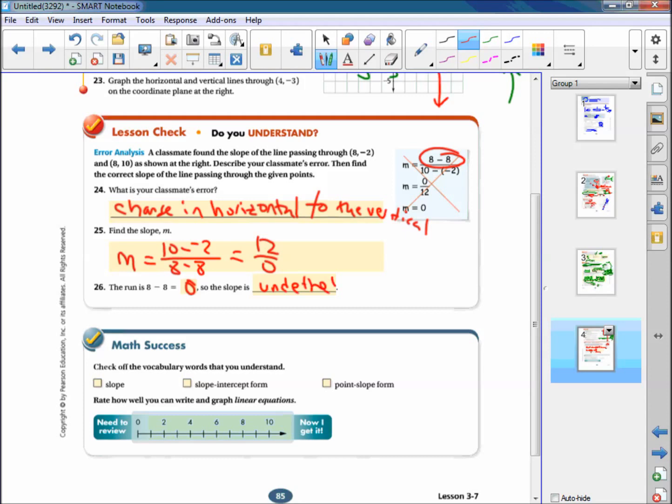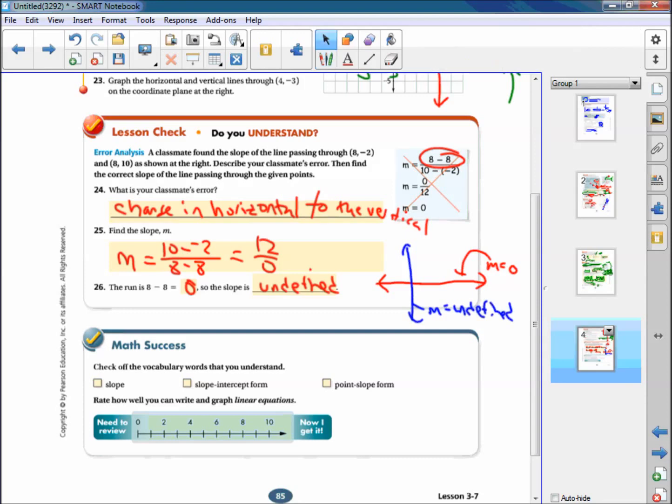So remember, vertical lines have an undefined slope, and horizontal lines have a slope of 0. So slope is supposed to be the steepness of the line. So this is a slope of 0 because it's flat. But when we draw the other way, vertical line, this has a slope of undefined. It's too steep to give it a number. Okay, it has no run.